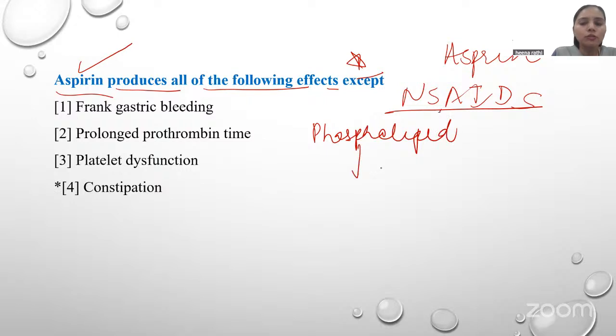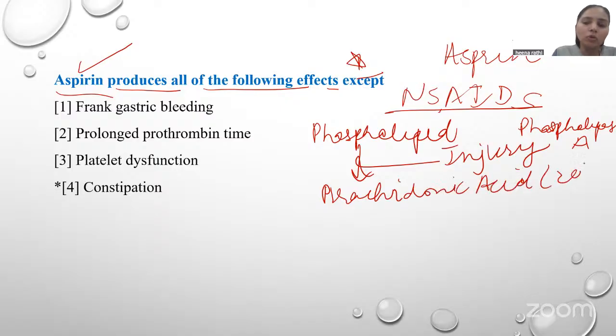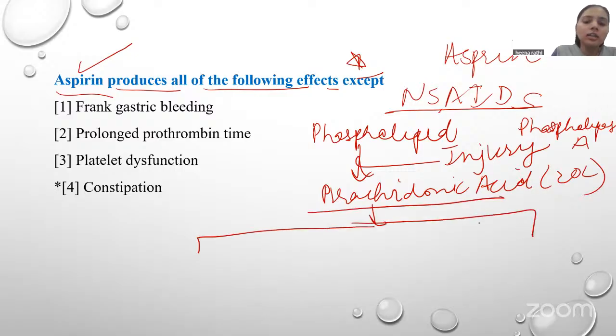How do non-steroidal anti-inflammatory drugs work? Our body is made up of phospholipid. Whenever there is any kind of injury, our body will secrete phospholipase A. This phospholipase A is going to form arachidonic acid. Arachidonic acid is a 20 carbon compound. Now, on this arachidonic acid, two types of enzymes act: cyclooxygenase and lipooxygenase.